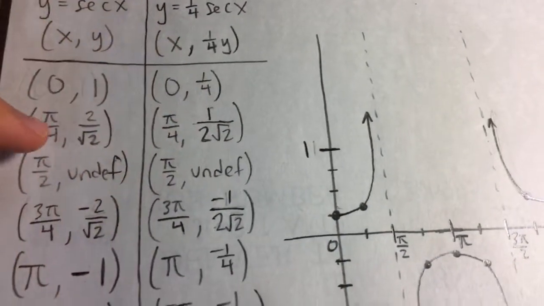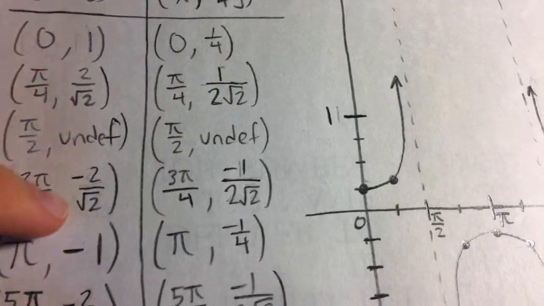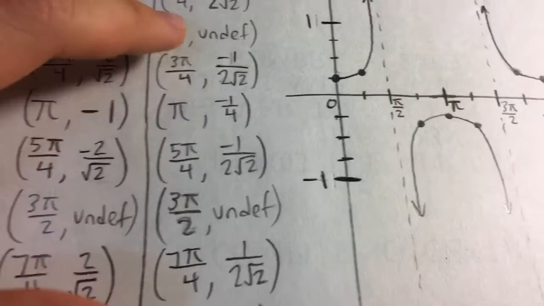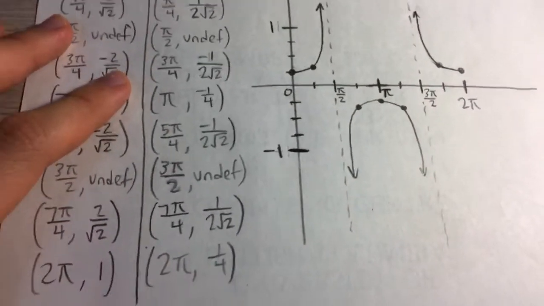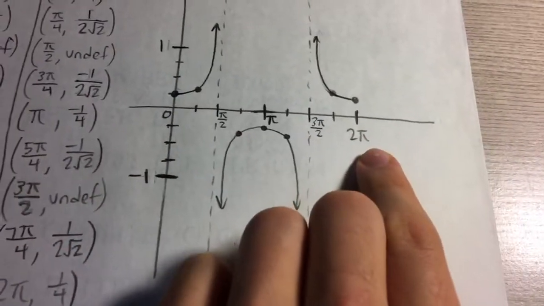So 1 became 1/4. 2 over root 2, if you divide that by 4, becomes 1 over 2 root 2. The asymptote stays the same, and then it goes into negative values, but it's basically the same thing. So this is one period from 0 to 2 pi, as you can see here.